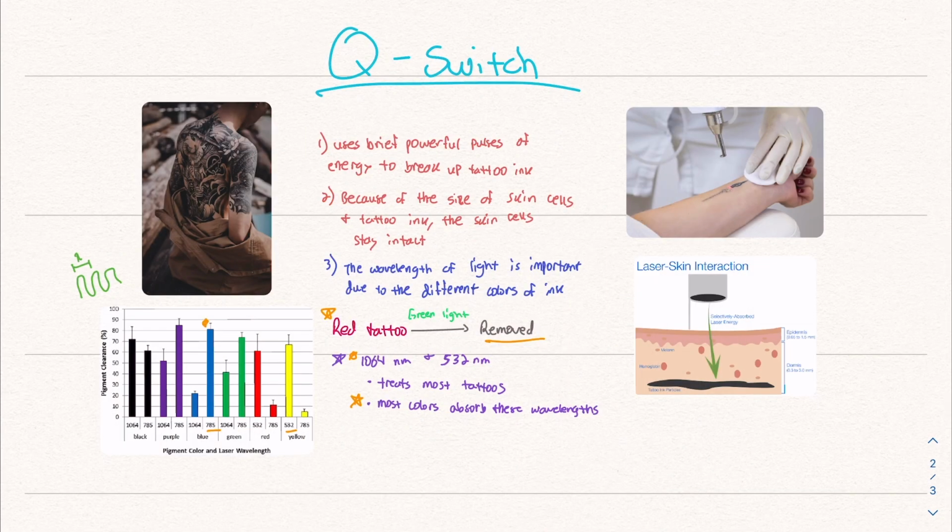We then talked about the Q-switch laser, this brief, powerful laser that uses pulses of energy. And each pulse can use certain wavelengths of light to destroy the tattoo ink and remove the color. We talked about how there's a few different wavelengths that remove most tattoos, like a red tattoo will be removed by a green light wavelength. And most colors absorb these wavelengths and allow for the color itself to be removed as much as possible.